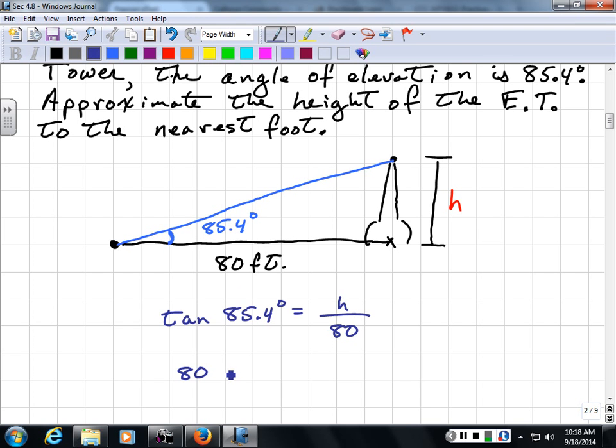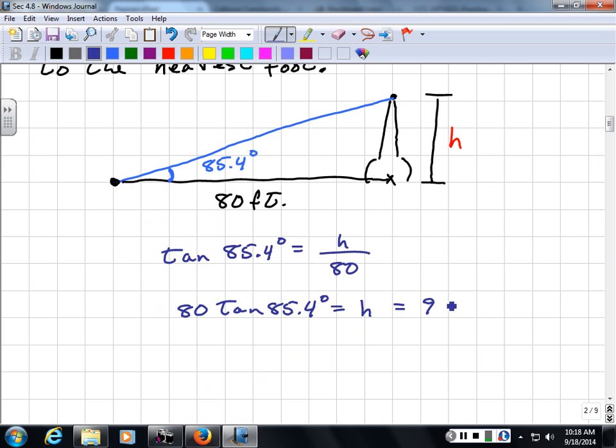So that means that 80 times the tangent of 85.4 degrees is equal to the height of the Eiffel Tower. I go ahead and calculate that, and I'm going to get the height equal to 994.306, and it goes on. I don't remember what the fourth number was because I didn't write it down. 80 times the tangent of 85.4. 4. There's a 4 there.